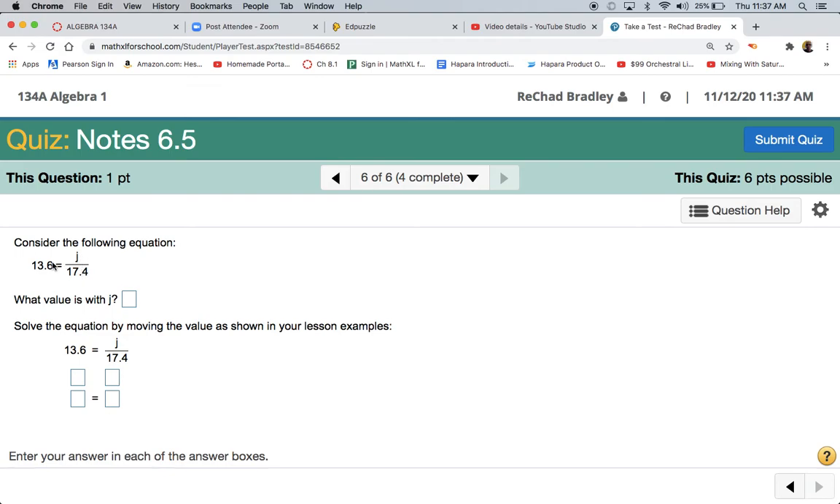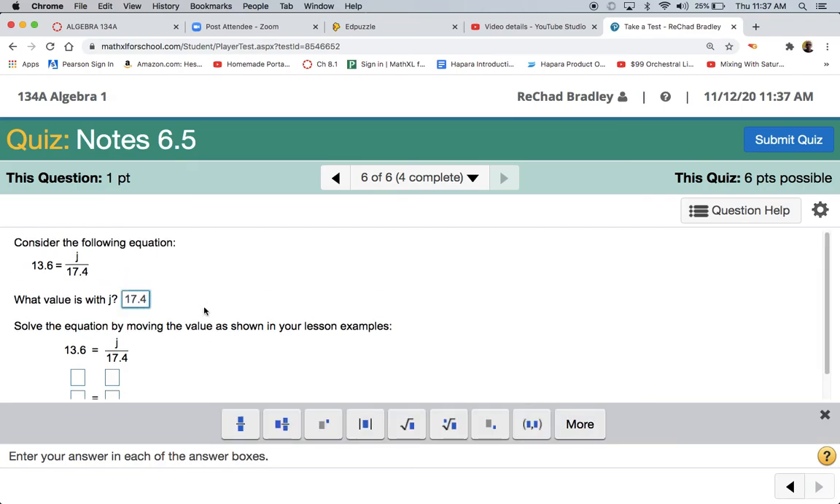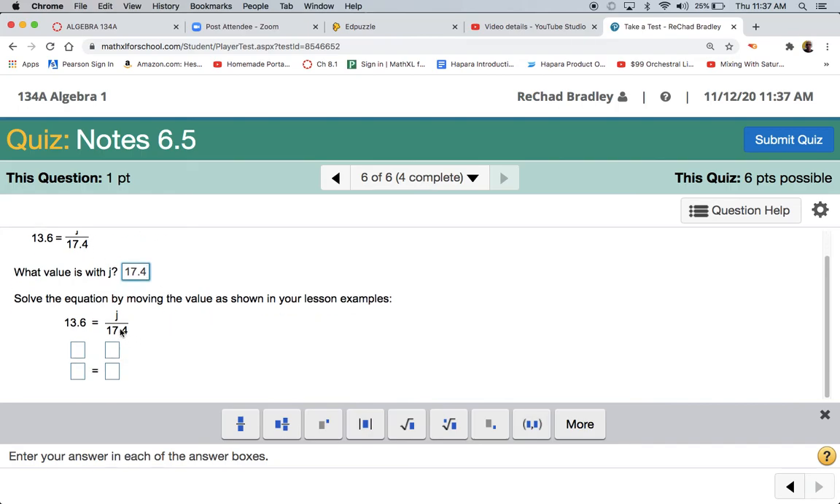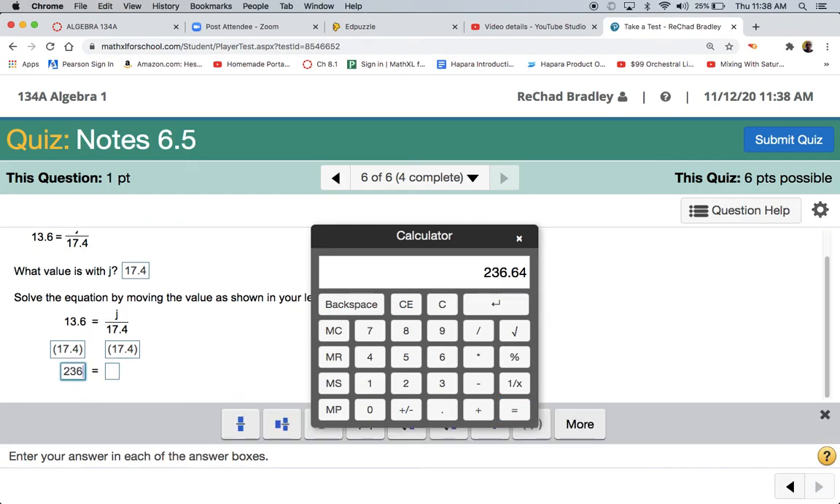Again, j divided by 17.4 is over here, so the value with j is 17.4. But I just know that this week we haven't seen a lot of division, and so I wanted to bring that back to our memory so you can be ready for that tomorrow. But again, if you want to move this 17.4 being divided, then we put parentheses 17.4, parentheses 17.4. Then we find out what 13.6 times 17.4 is. Hope I didn't mess up, but again, we get over that.